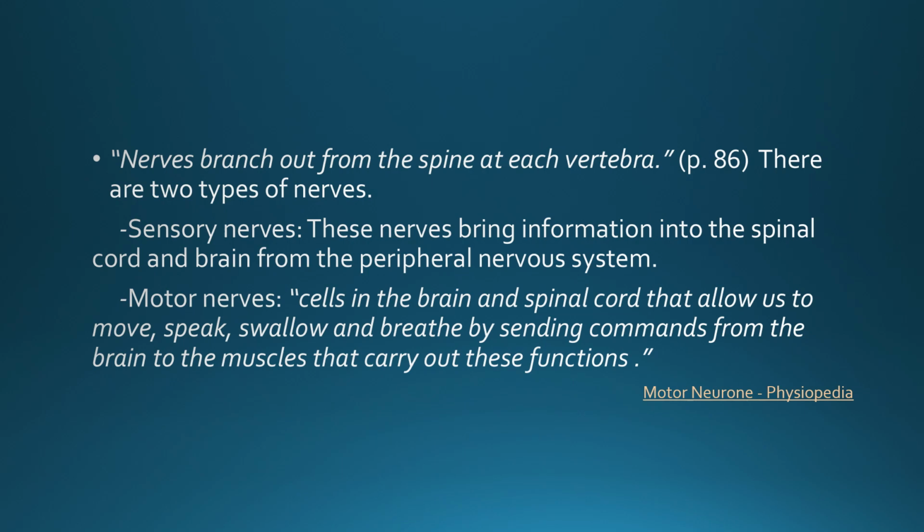Nerves branch out from the spine at each vertebrae, and there are two types of nerves. Sensory nerves bring information into the spinal cord and brain from the peripheral nervous system. Again, the central nervous system is made up of your brain and your spinal cord. The peripheral nervous system is made up of every other neuron and nerve in your body. There are also motor nerves, which are cells in the brain and spinal cord that allow us to move, speak, swallow, and breathe by sending commands from the brain to the muscles that carry out these functions.